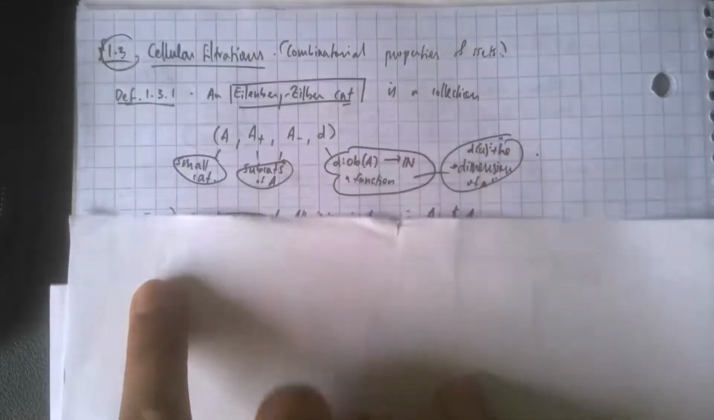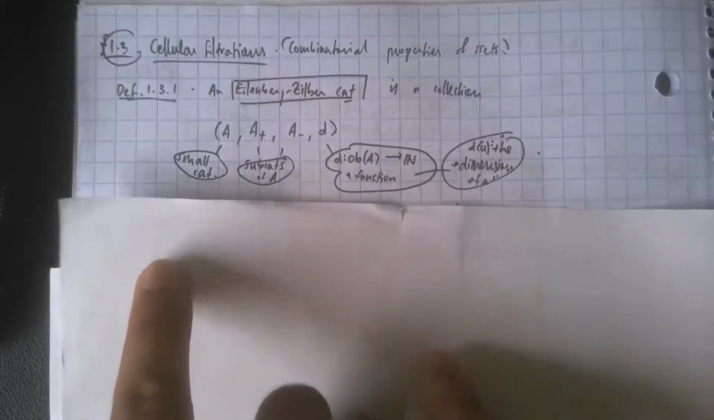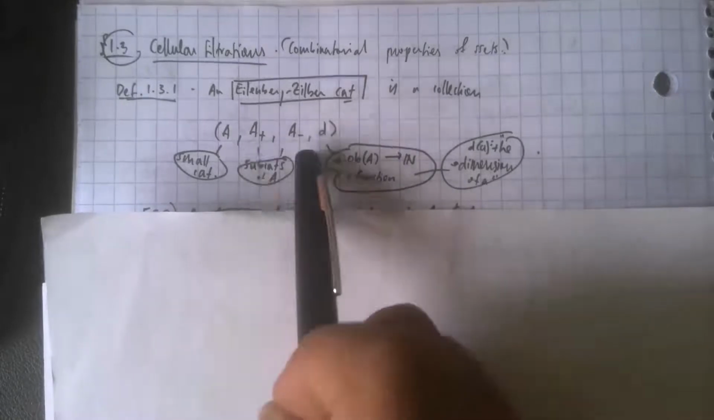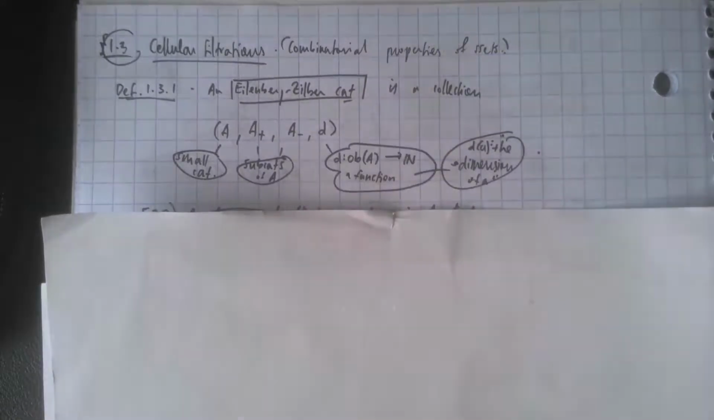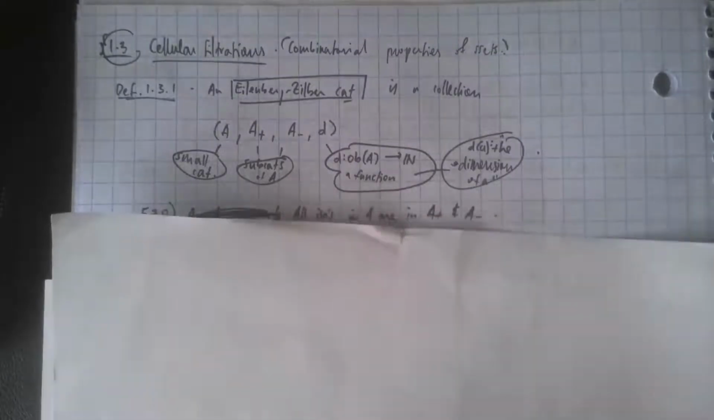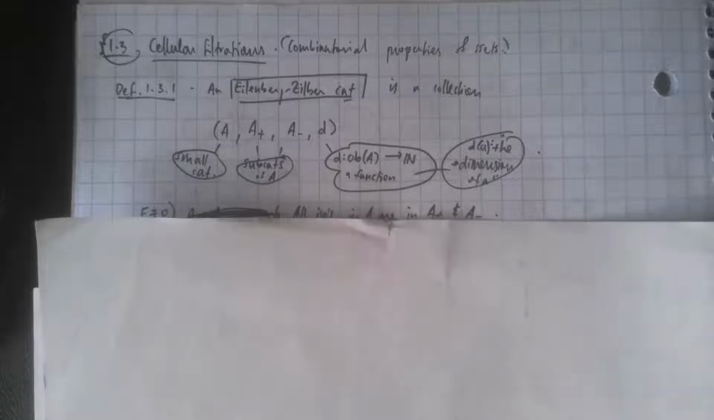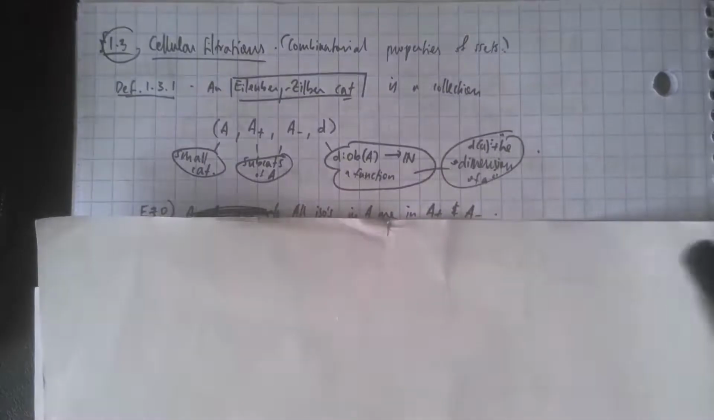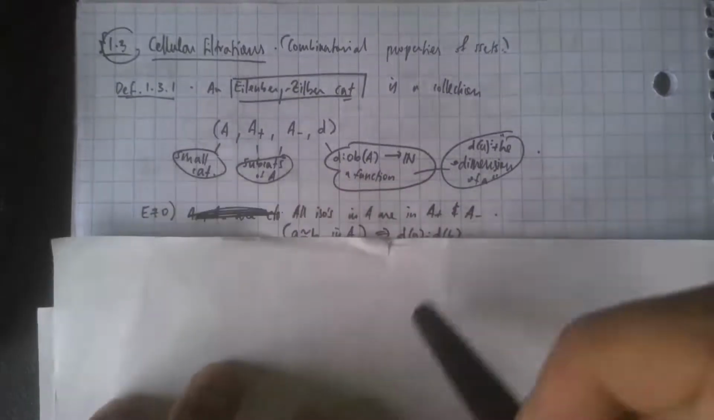All right, 1.3, kind of a fun one: cellular filtration, combinatorial properties of simplicial sets. He defines this thing called an Eilenberg-Zilber category. It's a collection of four things: a small category, two subcategories A plus and A minus, and a dimension that takes every object in A and associates it to a number, called its dimension. In particular for us, we're going to take this to be simplicial sets, and this will just give us the dimension of a simplicial set.